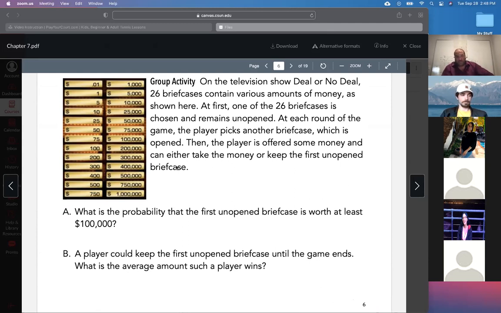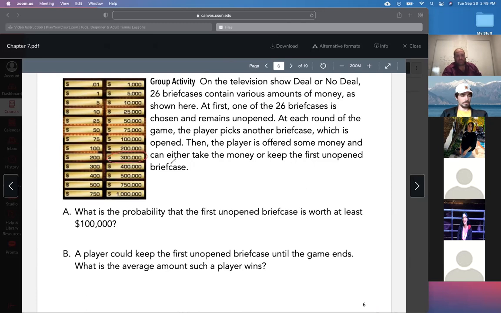At first, one of the briefcases is chosen. So you're playing a game. Now you don't see those numbers. You don't know how much money is behind any one of them. So all you see are 26 briefcases, and you pick, let's say you pick this one.